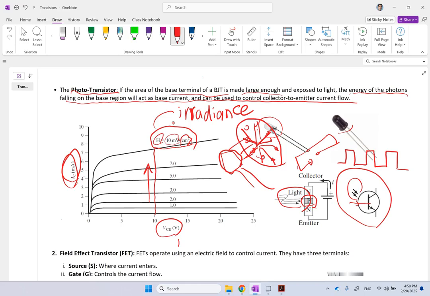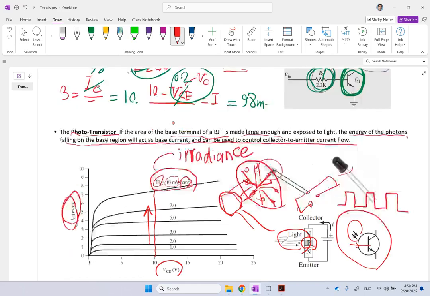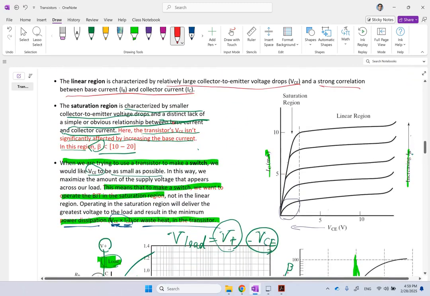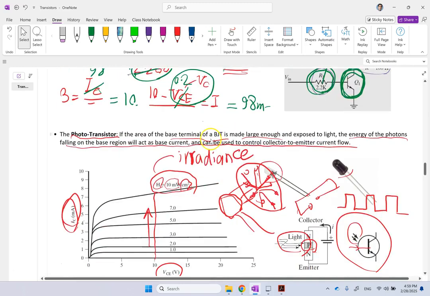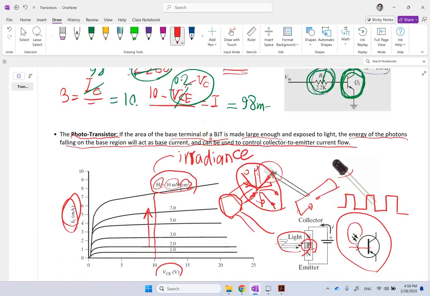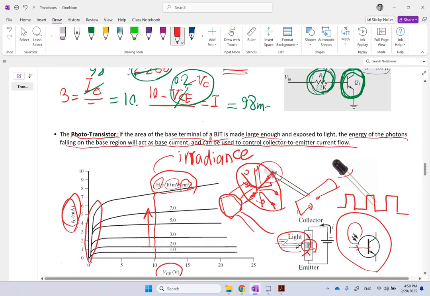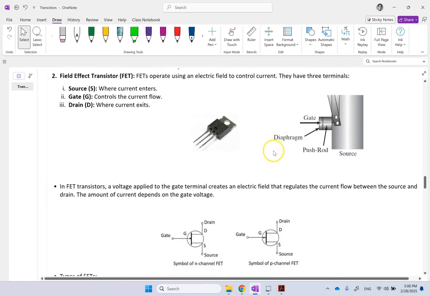Okay, so here you don't have I of base. Remember, in this graph, you had I of base to be the controlling factor of IC versus VC, because that's how you control the switching. This time your switching is controlled by irradiance instead. And these are different things. And again, you can see there is a saturation region and there is a linear region here. Okay, so the behavior is very similar.